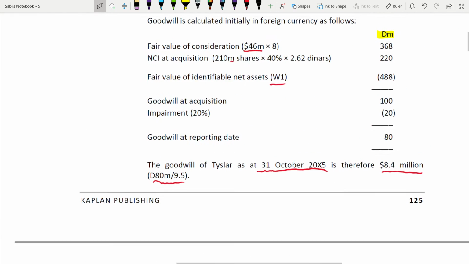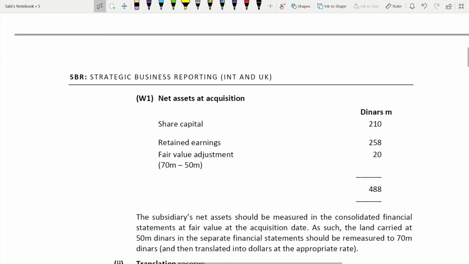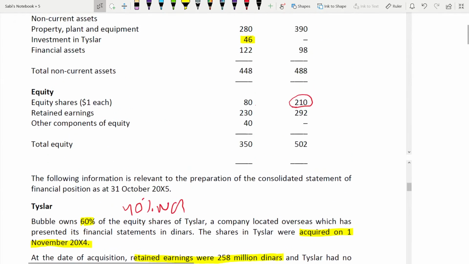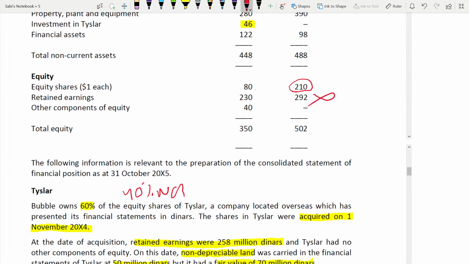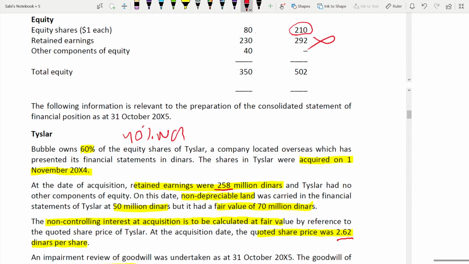Now let us see how we got the identifiable fair value of net assets, 488. So here's the working. Even in the working, you have to take care of the presentation. Here also you have to write the 9 millions. Then how do you calculate the net assets? It starts with share capital plus retained earnings plus fair value adjustments. So share capital of Tysler we just saw is 210, retained earnings 258. Which retained earnings are we taking? Not this retained earnings. We are taking the retained earnings, this one, 258. This retained earnings we are taking on the date of the acquisition.